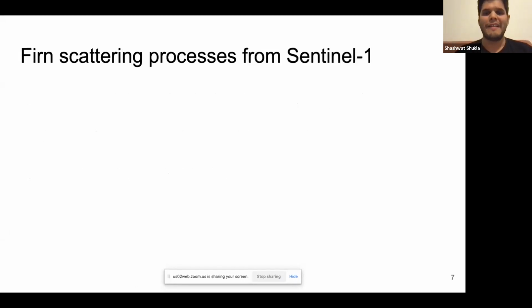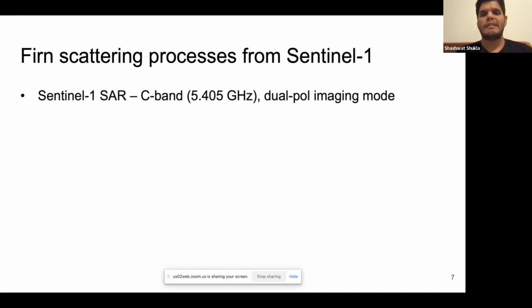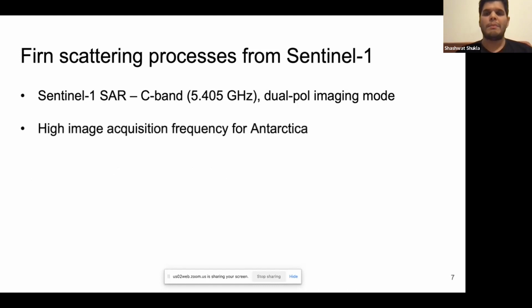In this talk, I'll focus more on Sentinel-1 SAR, which is a C-band system with dual-pol capability. Due to their polar orbits, Sentinel-1 satellites have high image acquisition frequency for Antarctica. Thus, Sentinel-1 provides ideal ground coverage and imaging frequency for observing Antarctic firn.